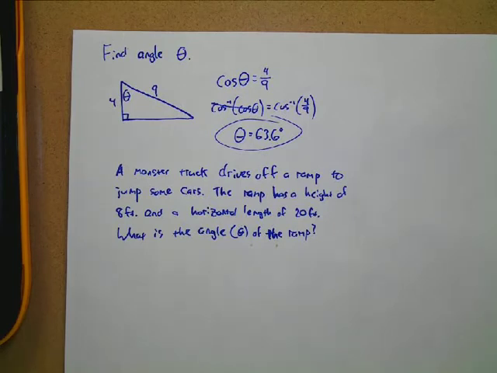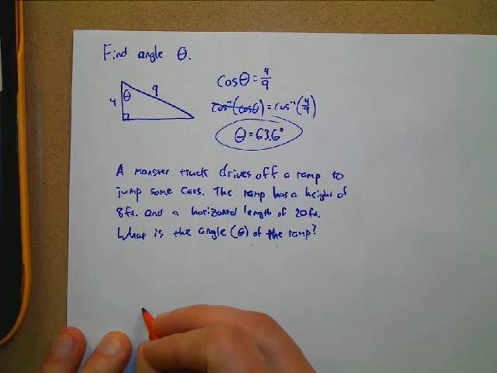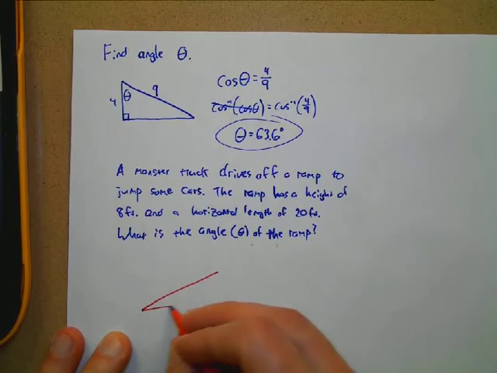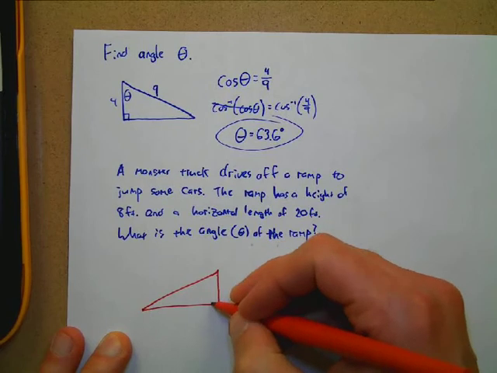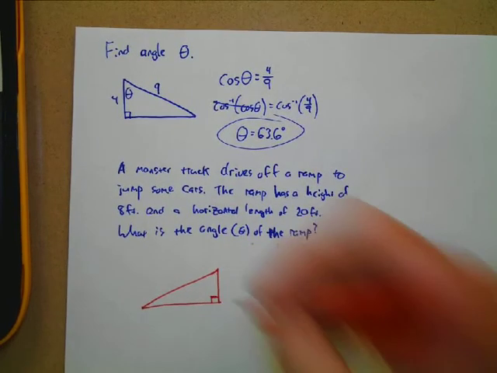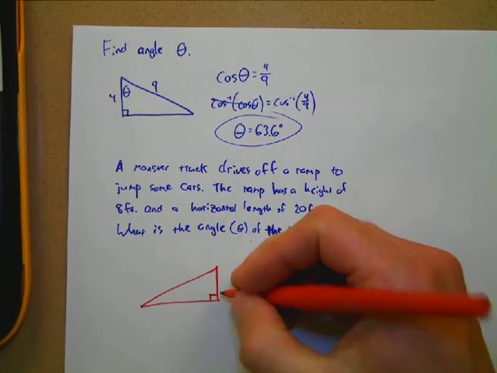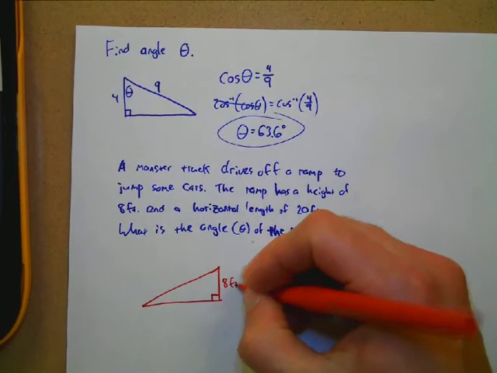No set today. We will have sets tomorrow, I think. Okay, so a ramp, right? It's going to look something like this. Right angle there. The height is 8 feet. Hopefully that was easy enough for you guys to recognize.